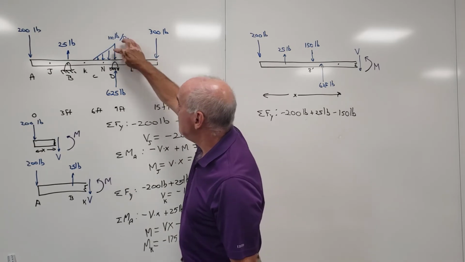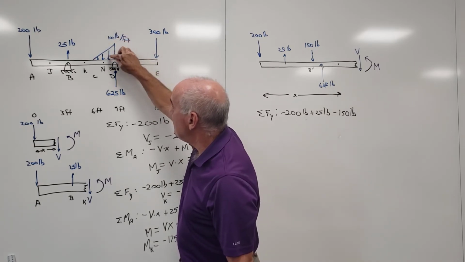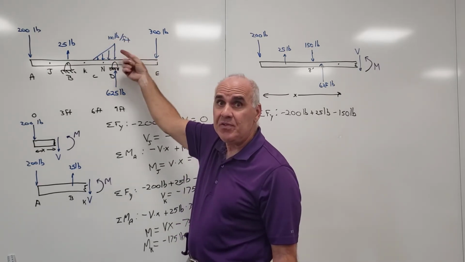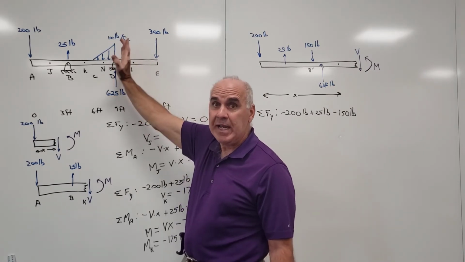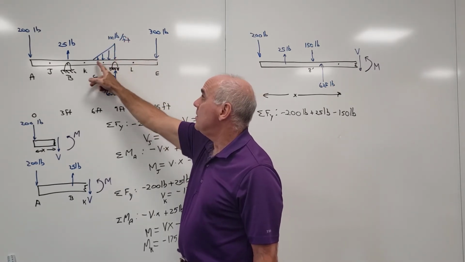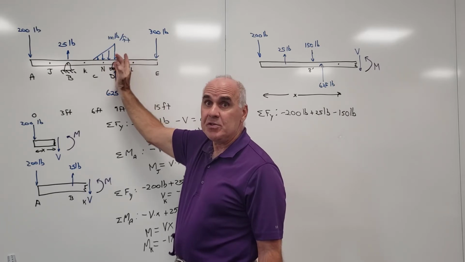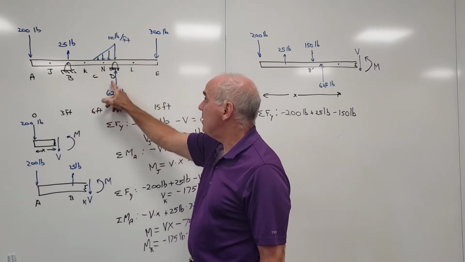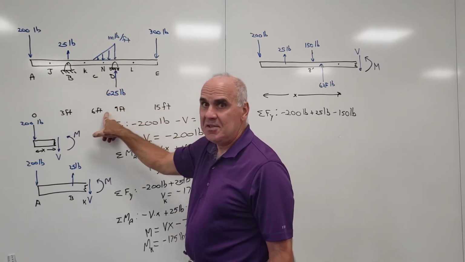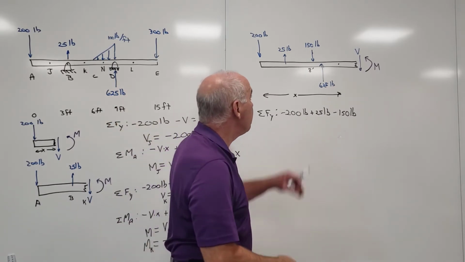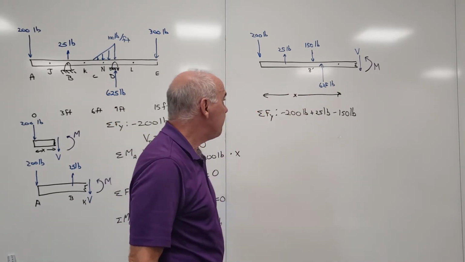And then recall the centroid of a triangle is 1/3 of the distance from the base. In this case, the base is the right-hand side. And so it's 3 feet, so 1/3 of 3 feet is 1 foot from the base. The base is at 9 feet, so that's going to be at 8 feet, right? So that's why I've labeled that at 8 feet.